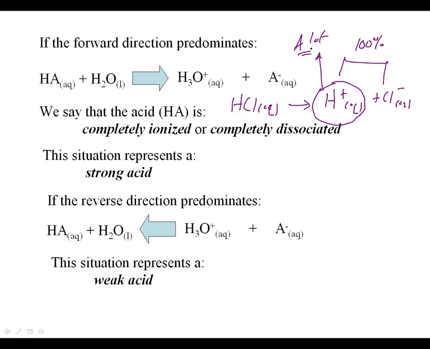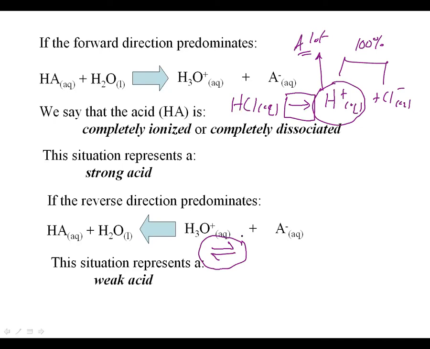Now, if the opposite is true, where the reaction is heading in the reverse direction, you typically will see, unlike up on top here with this one-way arrow, arrows heading in both directions. That is definitely an indication of a weak acid.